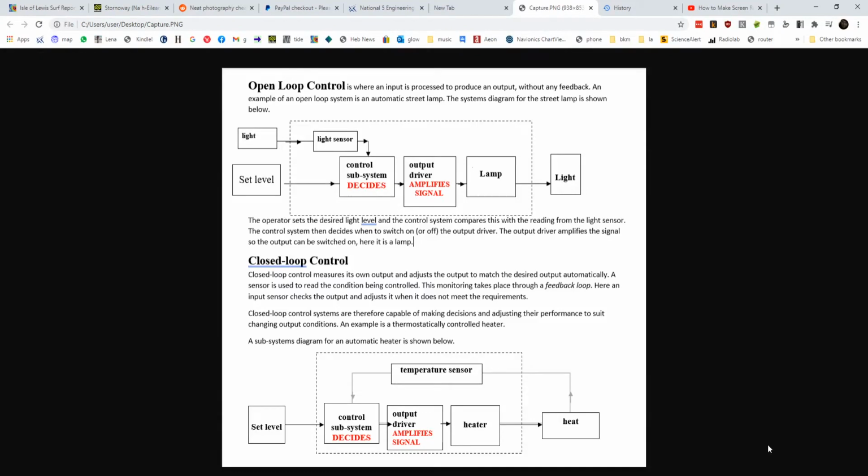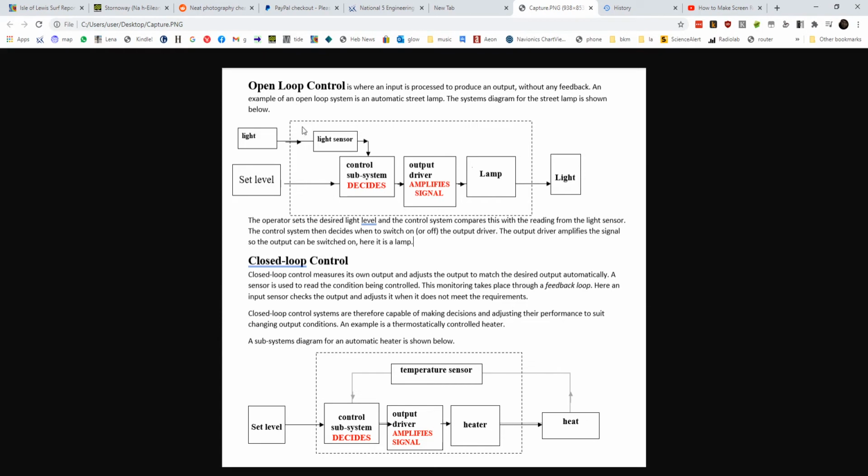Right. A control system controls something. I've got two set up here. One's an automatic light, and the other one is an automatic heater. So the control system decides, okay? It has to make a decision. If it's dark, this one decides to put the light on. If it's cold, this one decides to put the heat on. It's about controlling something. If you're controlling it, you're making a decision.